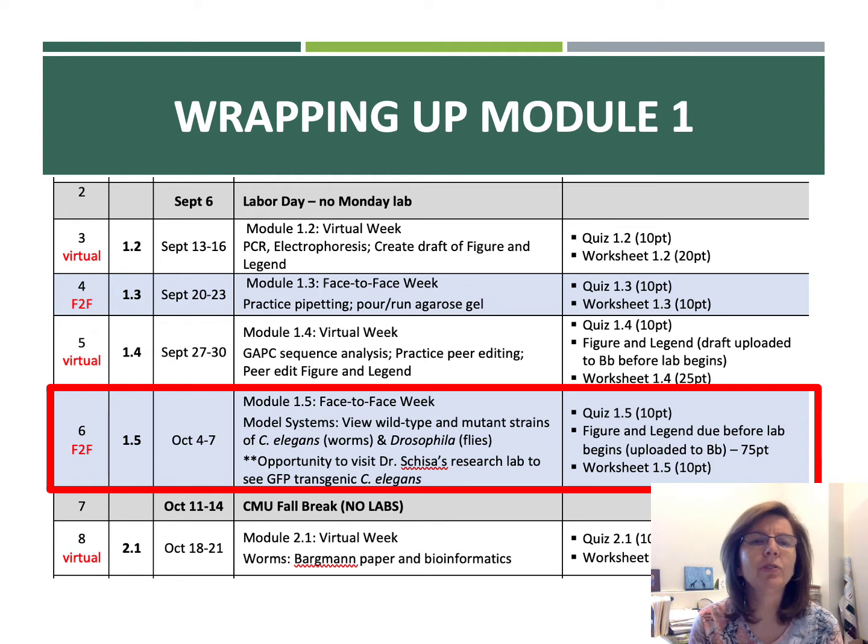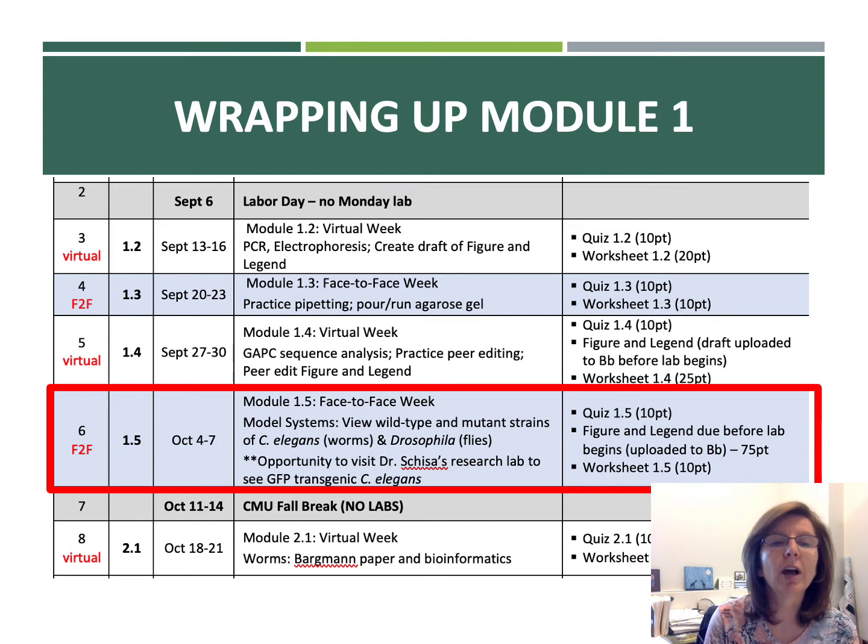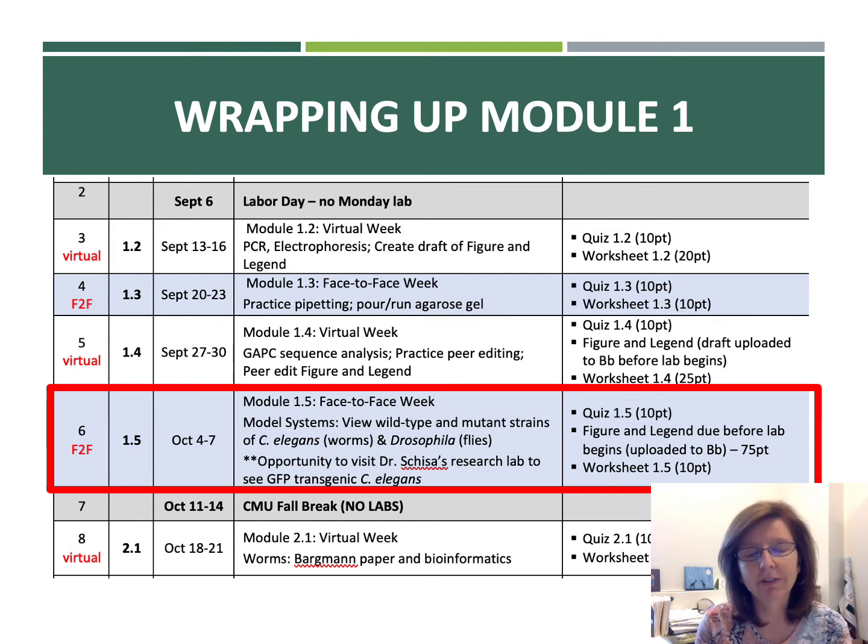Lab 1.5 is a transition that's going to take us right to Module 2, where we're going to learn more about C. elegans. So this is going to be a face-to-face lab, or at least there's an opportunity to come in face-to-face, and you'll get to view wild type, which means regular or normal or non-mutated strains, as well as an assortment of mutant strains. And we'll be able to look at both the worms, which is the common name we use for C. elegans, and the flies, which is how we refer to Drosophila.